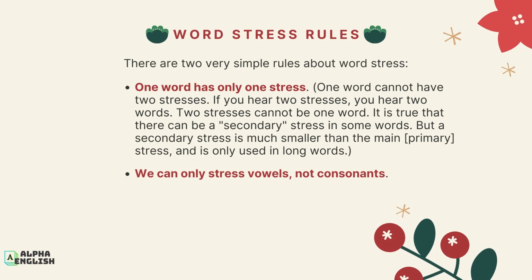Word stress rules. There are 2 very simple rules about word stress. One word has only one stress. One word cannot have 2 stresses. If you hear 2 stresses, you hear 2 words. 2 stresses cannot be one word. It is true that there can be a secondary stress in some words. But a secondary stress is much smaller than the main, primary stress, and is only used in long words. We can only stress vowels, not consonants.